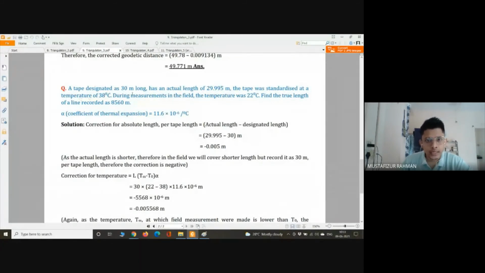We have a tape 30 meter, okay, but it has an actual length 29.995 meter. Okay, this is correction due to absolute length. It is not due to temperature, not due to pull or sag. It is actually short but written as 30 meter. The tape was standardized at a temperature of 38 degrees Celsius, and during measurement in the field temperature was 22 degrees Celsius. Find the true length of a line recorded as 8560 meter.